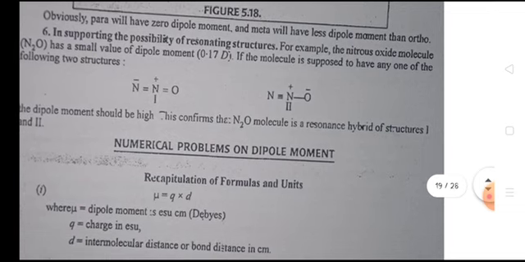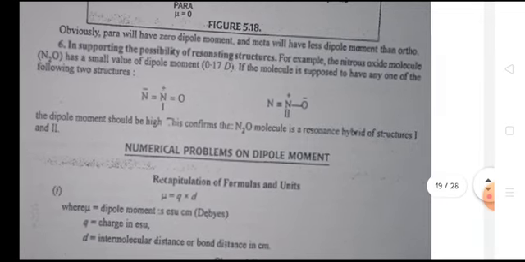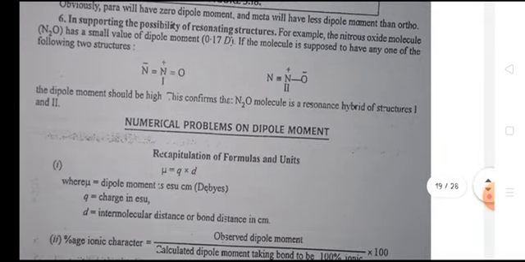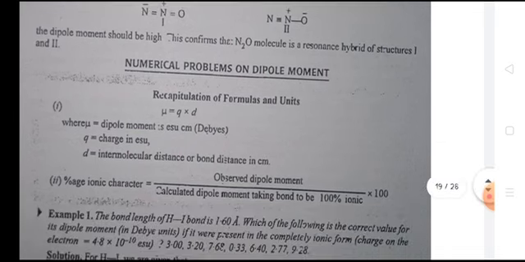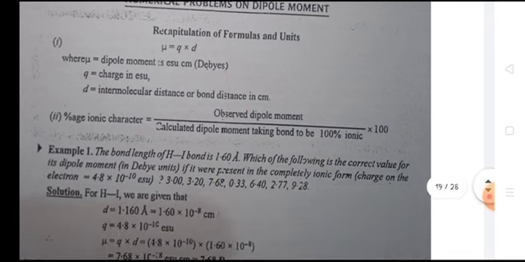In supporting the possibility of resonating structures, for example, the nitrous oxide molecule has a small value of dipole moment. If the molecule were supposed to have only one of the following structures, the dipole moment should be high.